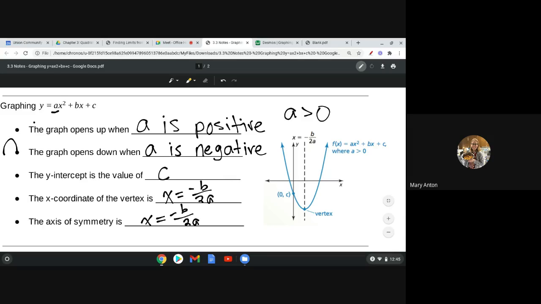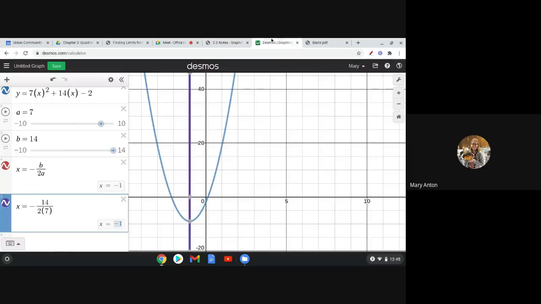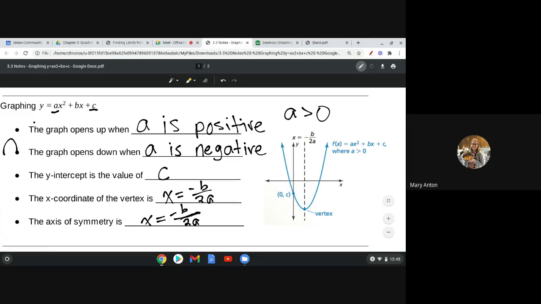Wait, what's the y-intercept value? C, whatever C is, that'll be your y-intercept. I just told you. Oh, so it's like a... It's just a pattern that's always true no matter what equation you have. Yep. True, true, true. What questions do we have so far?